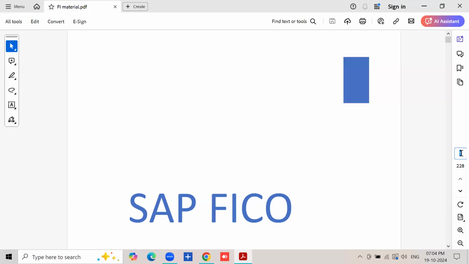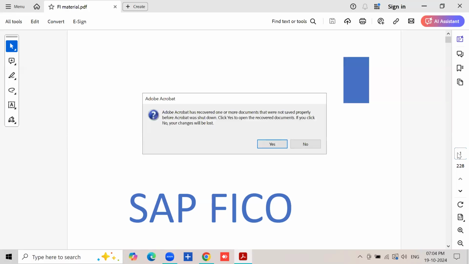In the previous class, we have completed the recurring documents. After that, we have to start foreign currency postings.